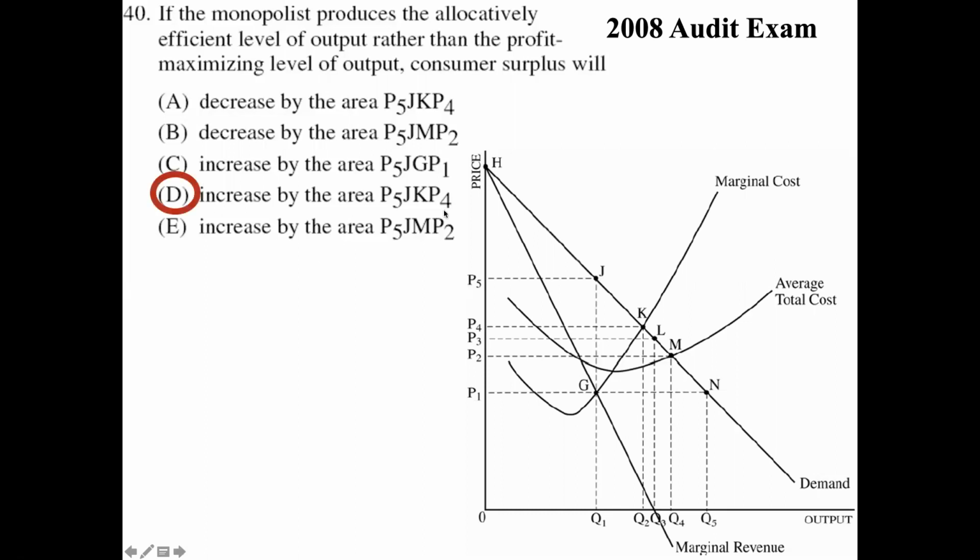So the correct answer choice on this one is D. What happens if the firm chooses to produce at the allocatively efficient level of output rather than the profit maximizing level of output? What happens to consumer surplus? Okay, so let's go to the starting point, which would be the profit maximizing level of output. How do we find that? We looked for where MR equals MC. We would then go to operate at Q1 here. We would then go up to the demand curve to find the price and go over. So we would be charging P5 and producing a quantity of Q1.